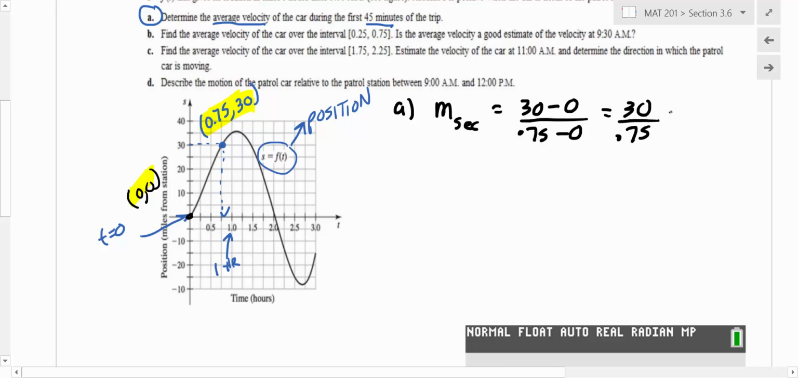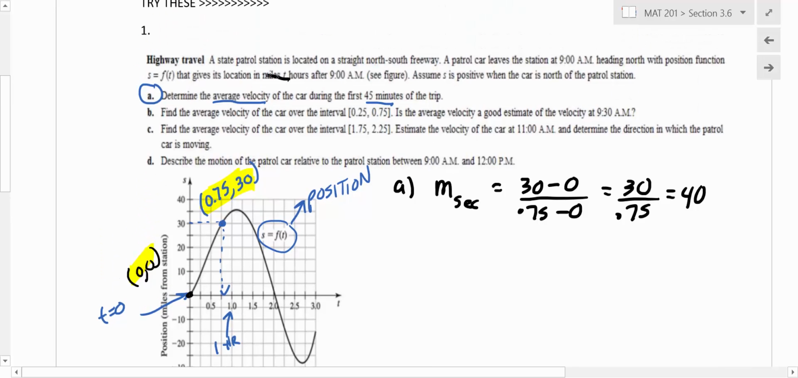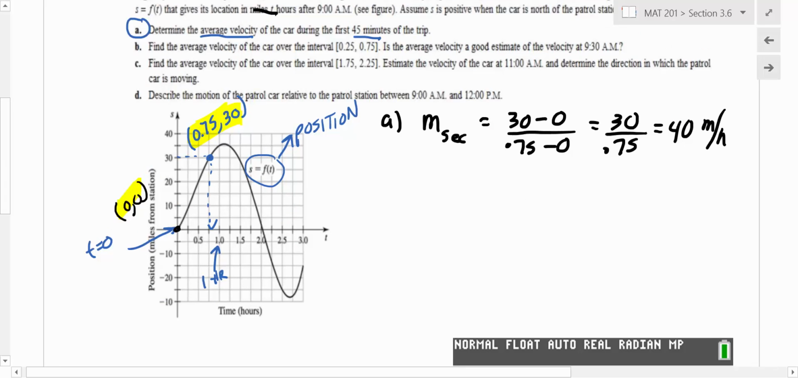You can take your calculator on that. I got 40 miles per hour. I'm trying to think if I gave you units on this or not. I don't think I gave you units, did I? Yeah, I did. It says miles per hour. That's what it says right there. So this is going to be 40 miles per hour. Okay? All right.